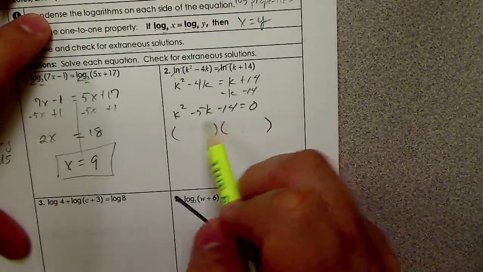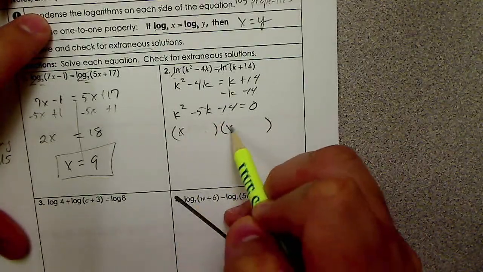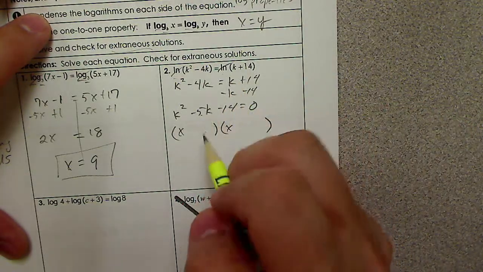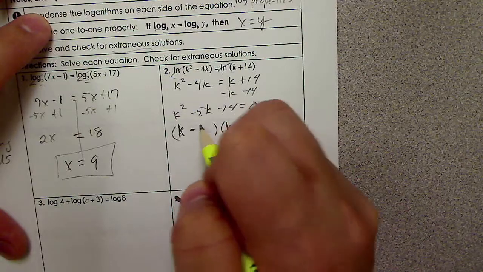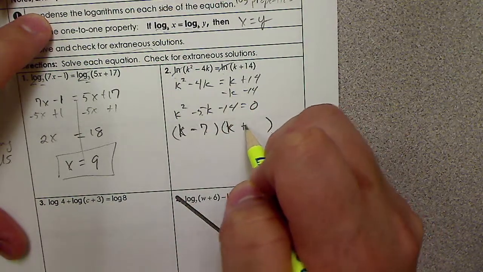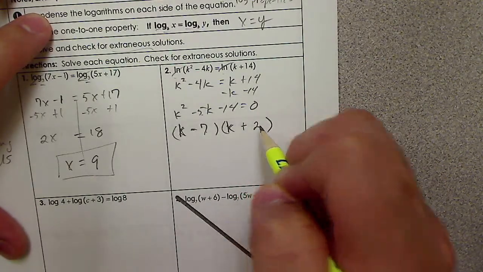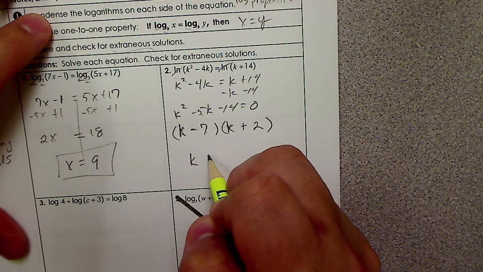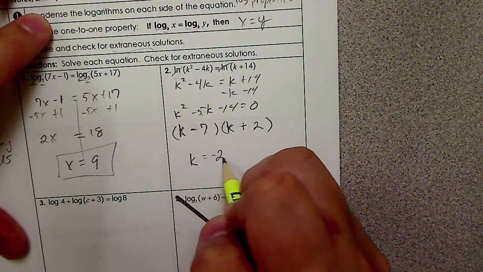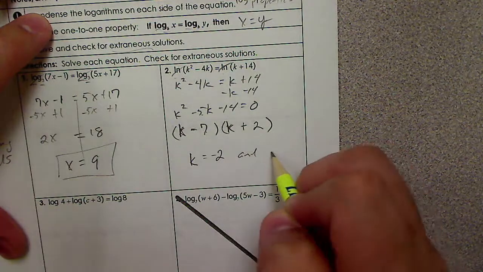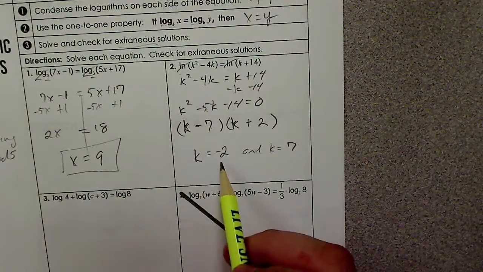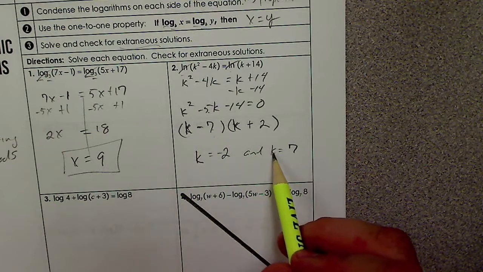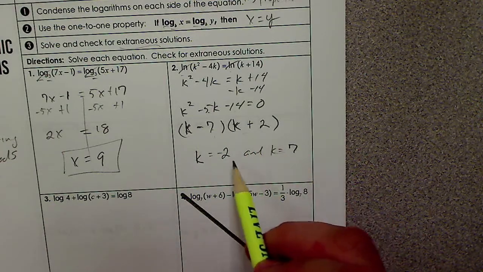So two numbers that will multiply to negative 14, but add to negative 5. I think that would be k minus 7 and k plus 2. This is a k, not an x. So therefore my two values would be negative 2 and a positive 7. Because this is k minus 7, this has to be positive. This is k plus 2, this has to be negative.